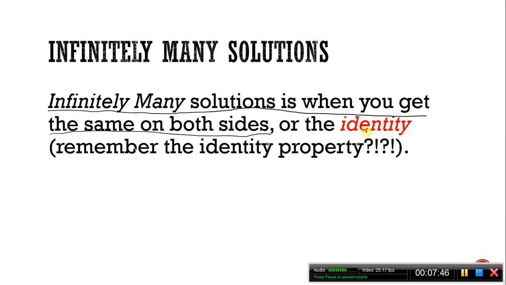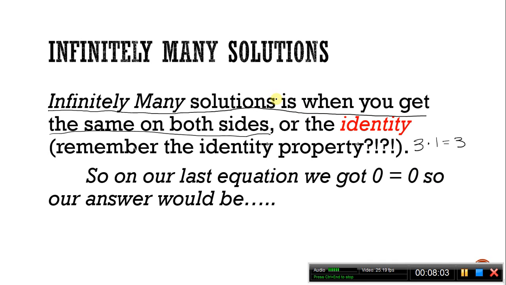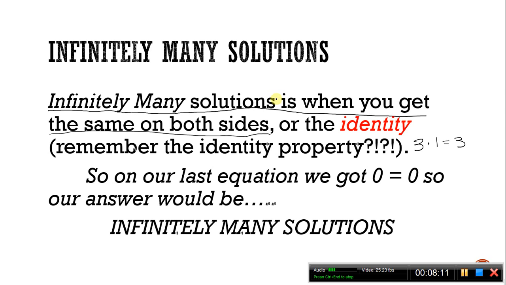If you guys remember the identity property, that was 3 times 1 equals 3. So anything times 1 gave me that anything again. So if we got identity, the same thing on both sides, we know that we have infinitely many solutions. So on our last equation, we got 0 equals 0, which is true. 0 does in fact equal 0, right? So our answer would be infinitely many solutions. We would make sure that we write that as our answer.